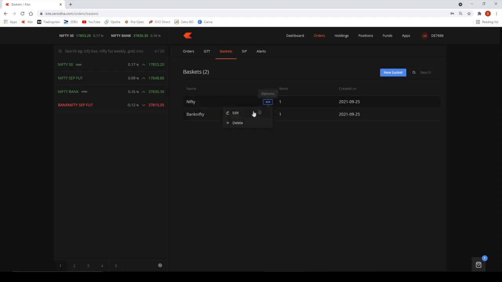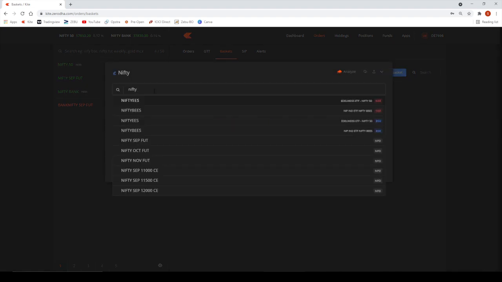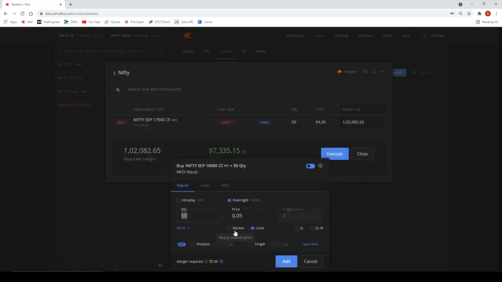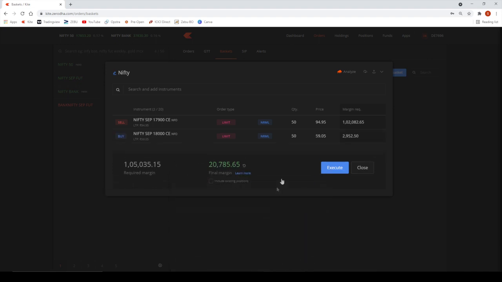Just open this Nifty basket and edit. So already we sold the 17,900 call. So now I am going to buy the 18,000 call. Okay, add this. So now you see we need only 20,000 margin. Okay, so actually what we have done, we have hedged this position. So hedging means we are protecting from unlimited loss.